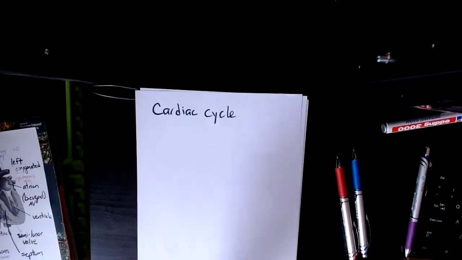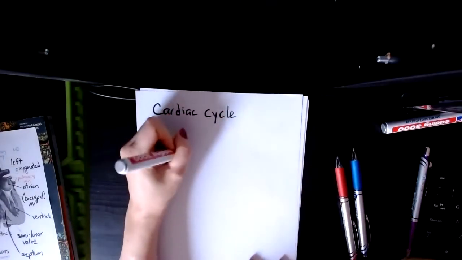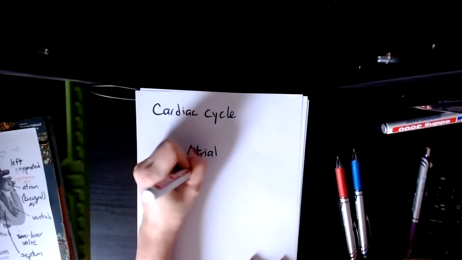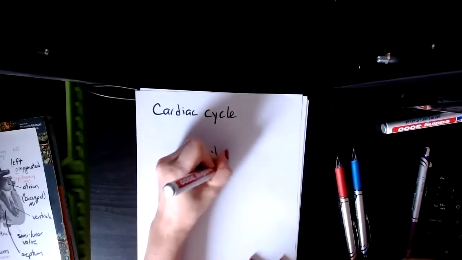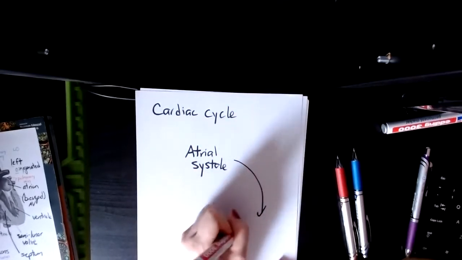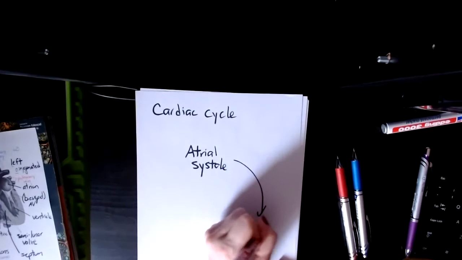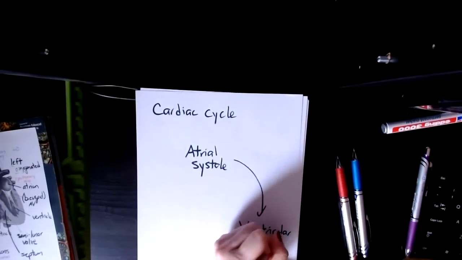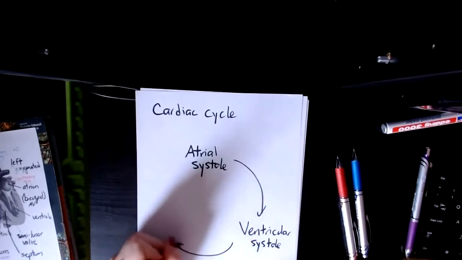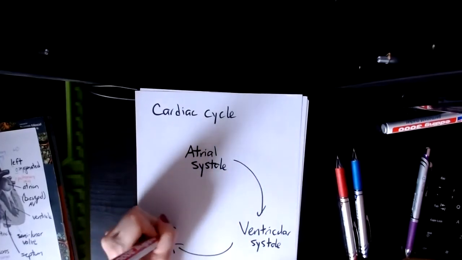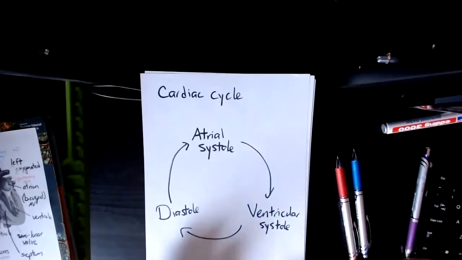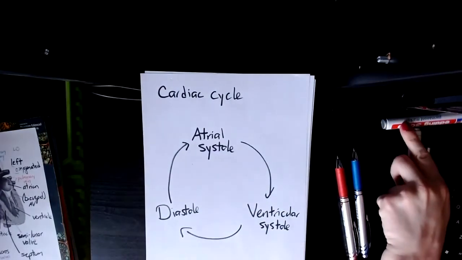And the cardiac cycle, as it said, is a cycle, all right? So the idea is that you have atrial systole, and then you have ventricular systole, and I'll explain what these words mean in a second. And then you go into diastole, and then back to atrial systole. So there's three main parts to the cardiac cycle, okay?